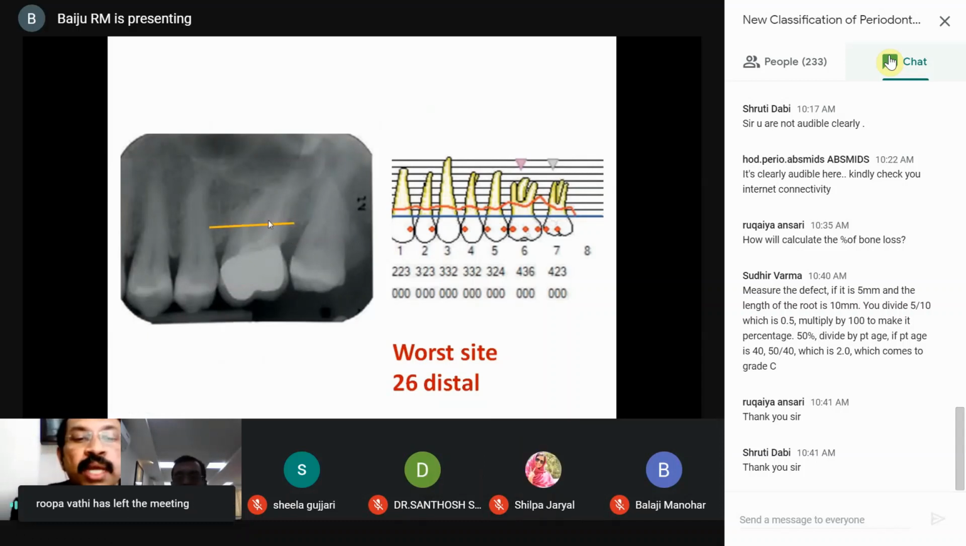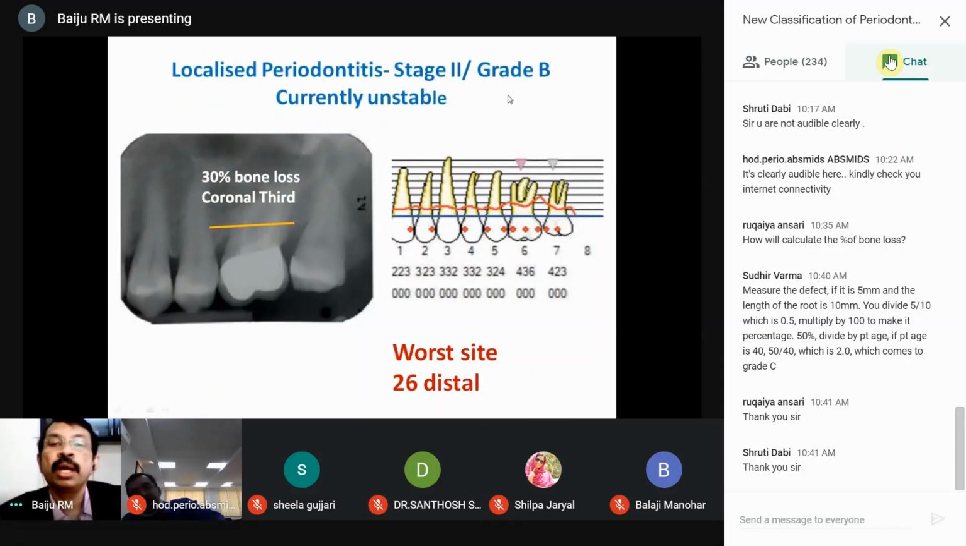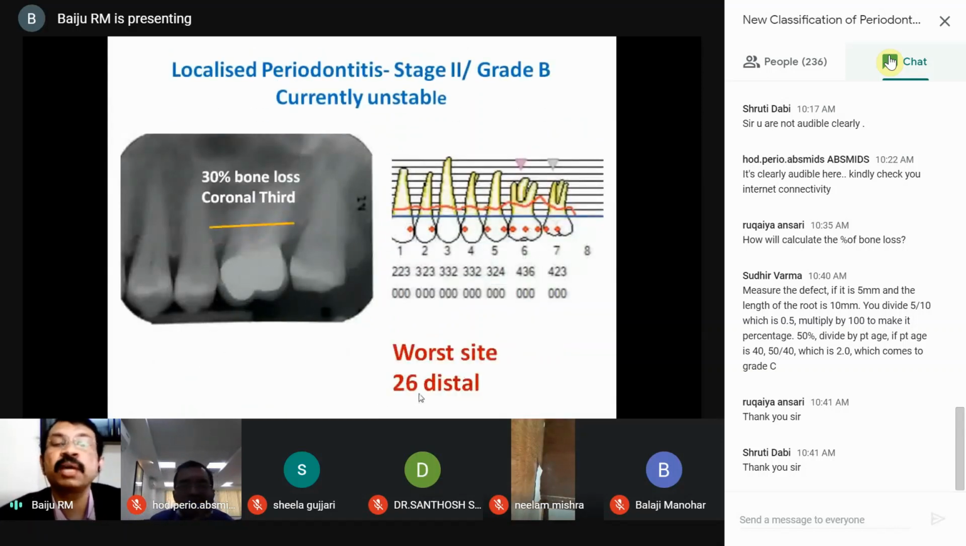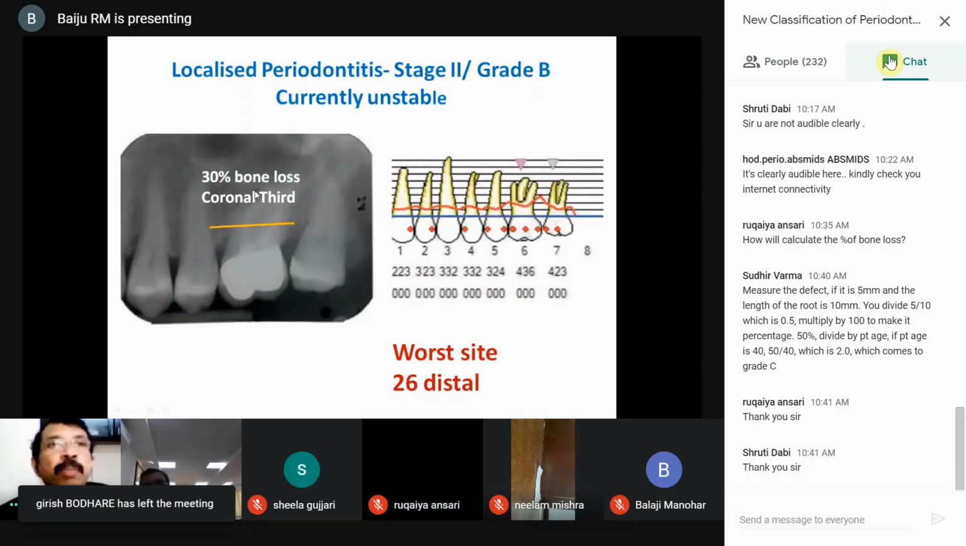So we try to assess the extent of bone loss in relation to the root length, and there is 30% bone loss, which means it is still in the coronal third. So our classification staging will be stage 2, and the grade will depend on the patient's age. If you remember, the patient is a 47-year-old female, and 30% divided by 47 is between 0.5 and 1. So it is grade B, or moderate rate of progression. This is sensible. I mean, a 47-year-old patient who shows 30% bone loss, you can say that it is moderate. If it were 40% or 50% in a 47-year-old patient, it would have been grade C.